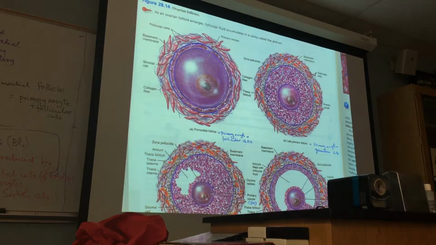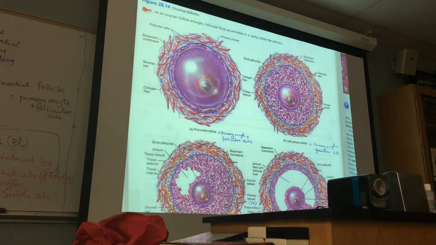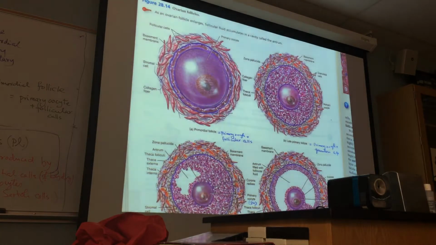Now, you can see there is a thick region here called zona pellucida. You don't have to learn that. Forget about zona pellucida. Just learn that this is primary follicle. Primary follicle formula equals primary oocyte plus granulosa cells. Do you get that? These are granulosa cells. Primordial follicle, primary oocyte plus follicular cells. Okay?